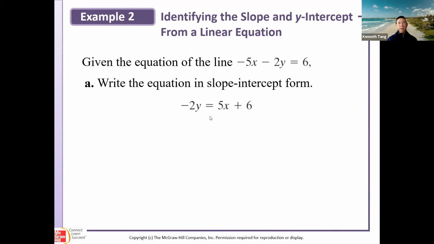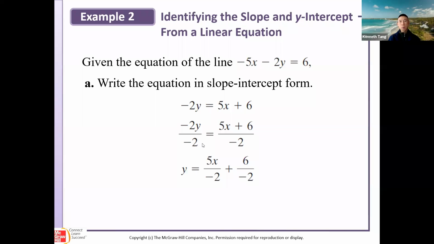For that, the way you would change it is to set that equal to 5x plus 6. You move that negative 5x to the right-hand side. Simply add 5x to both sides, and you have negative 2y equals 5x plus 6. Divide both sides by negative 2, and y equals 5x divided by negative 2 plus 6 over negative 2. Then you can simplify that to y equals negative 5 over 2 x minus 3.